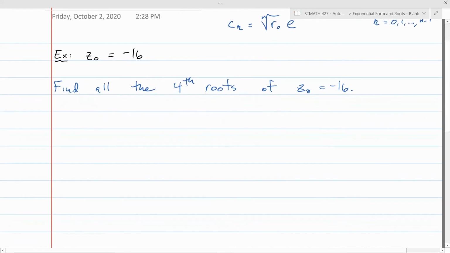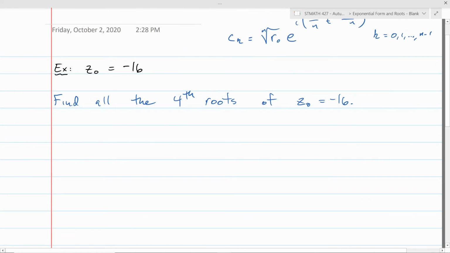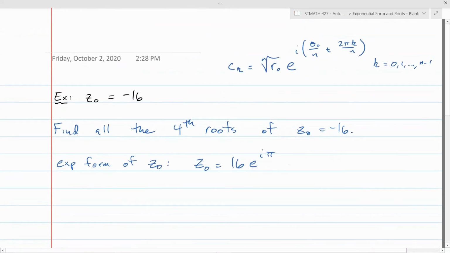Well, to do this, the first thing you need to do is to put that number into its exponential form, and that's pretty straightforward. The exponential form of z naught is just z naught equals 16, and since it's negative, on the negative x-axis, that means its angle is pi, so this will be e to the i pi. In this formula up here, your theta naught is equal to pi, and your r is equal to 16. So basically, you just take this information and put it into this formula at the top.